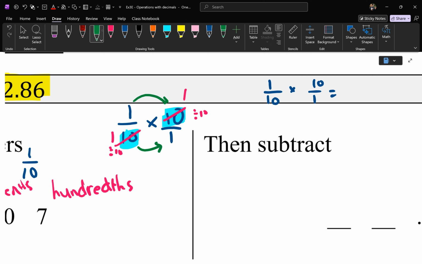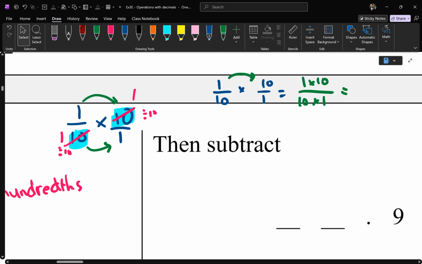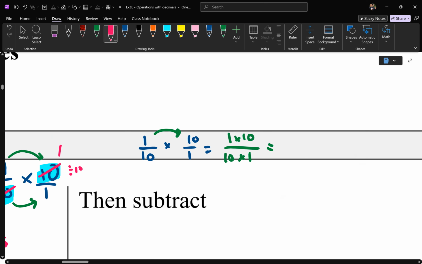True? 1 times 10 is on the top. On the bottom, it's 10 times 1. True? Now, if I asked you, is there a difference between 1 times 10 and 10 times 1?